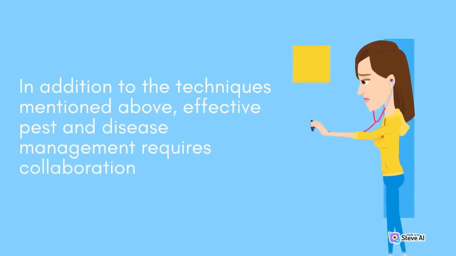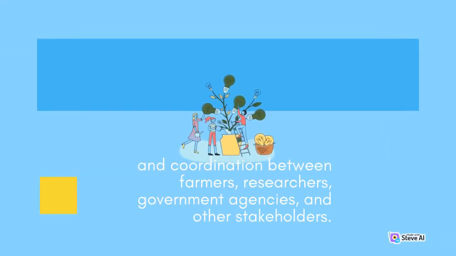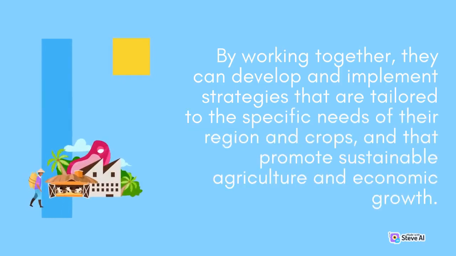In addition to the techniques mentioned above, effective pest and disease management requires collaboration and coordination between farmers, researchers, government agencies, and other stakeholders. By working together, they can develop and implement strategies that are tailored to the specific needs of their region and crops, and that promote sustainable agriculture and economic growth.